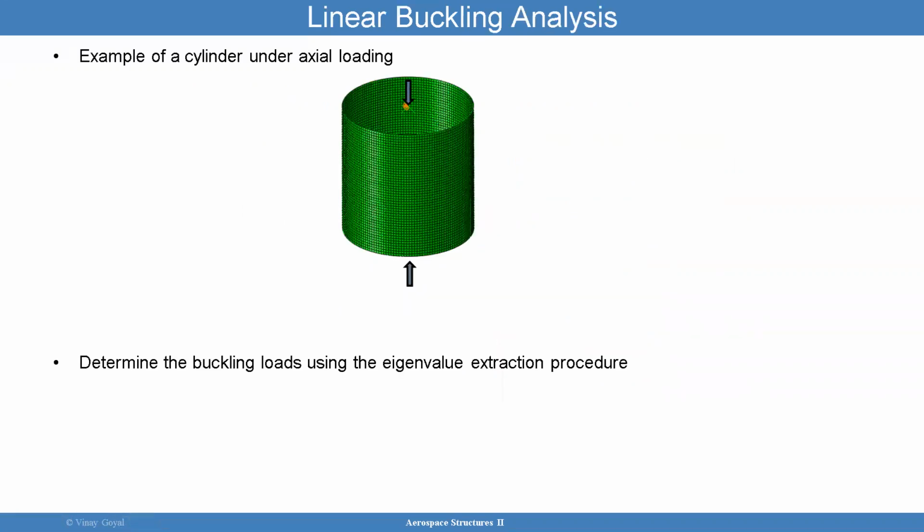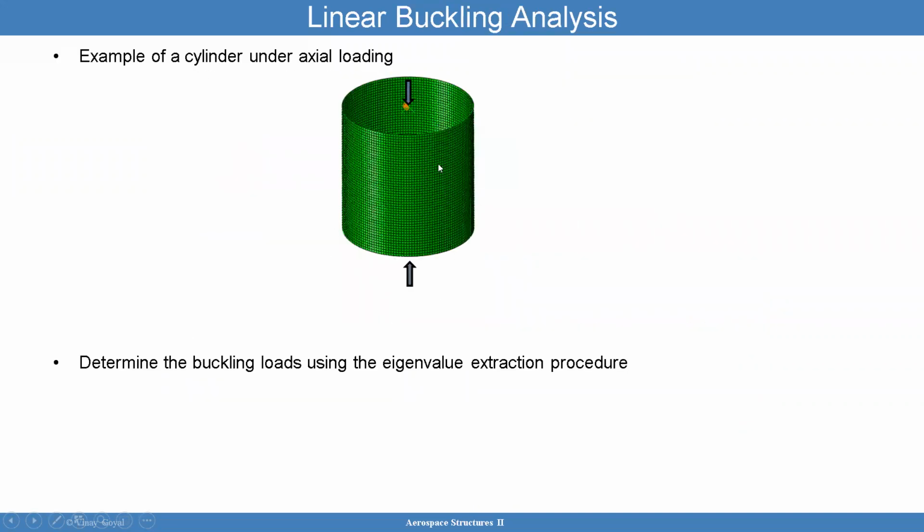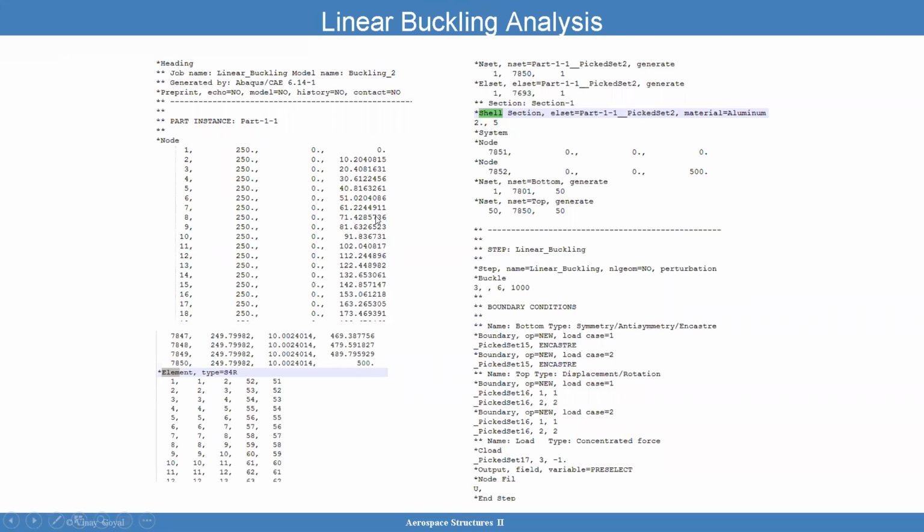So let's look at an example of a cylinder under axial loading. I model a cylinder, I apply a load on either end, and we want to determine the buckling loads using the eigenvalue extraction procedure in Abaqus. In Abaqus, you can do all this in the GUI, but I think it's worth looking at the code real quick.